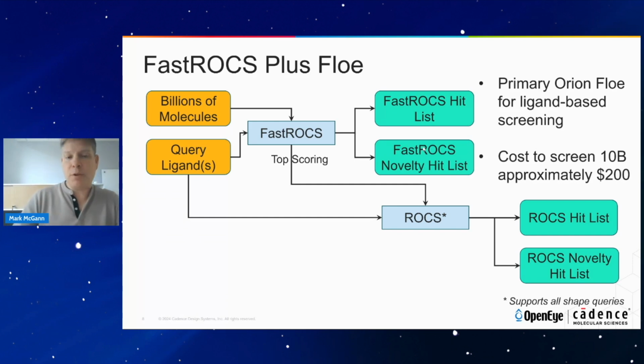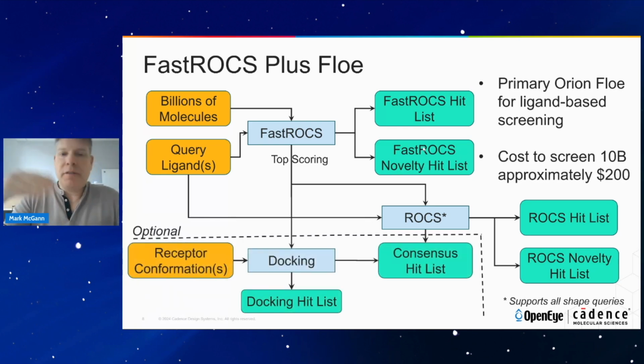So if you have that, what you would generally do is, for the input ligand query, give it this basic shape query. FastROCS would find the molecules that score the best. And then the flow allows you to give a full shape query that's very sophisticated to ROCS, and it will rescore them. And you get a hit list from that. You also get a novelty hit list. Again, I'll explain those in a little bit.